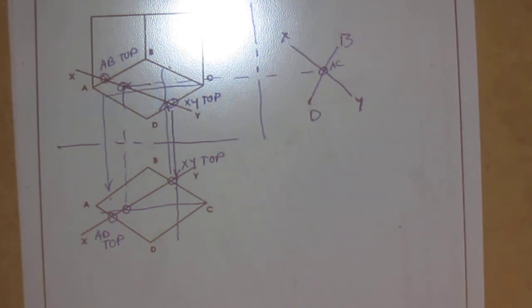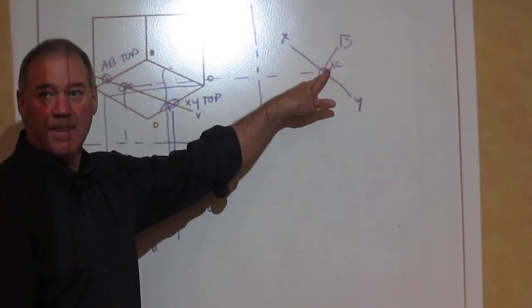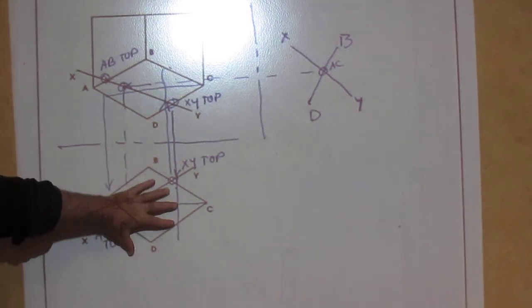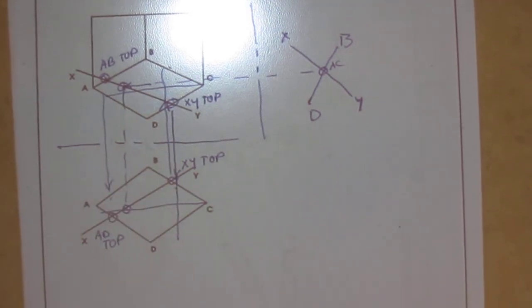Okay. So keep in mind, this is intersections. This stuff right here is considered what we call visibility.